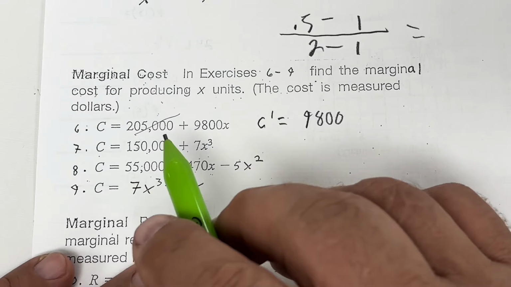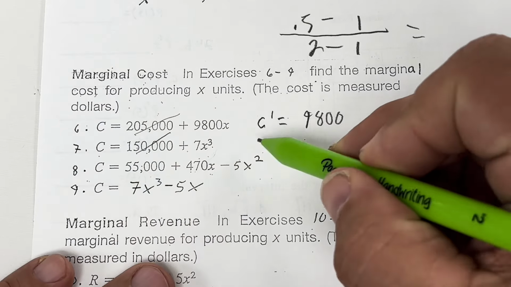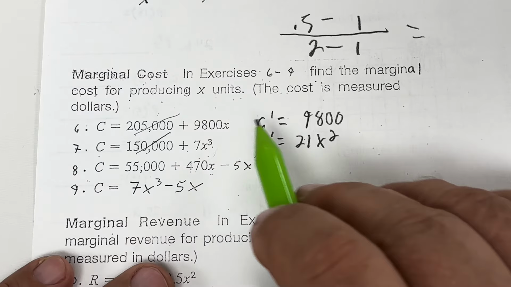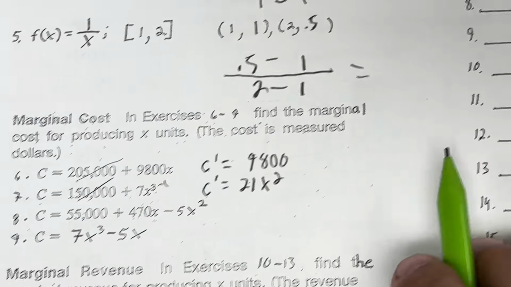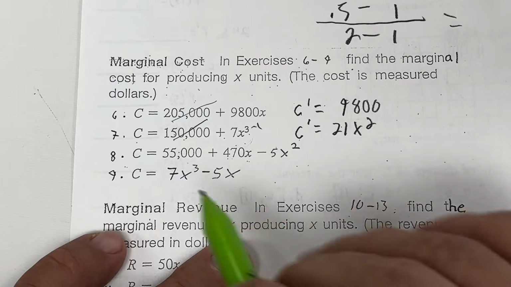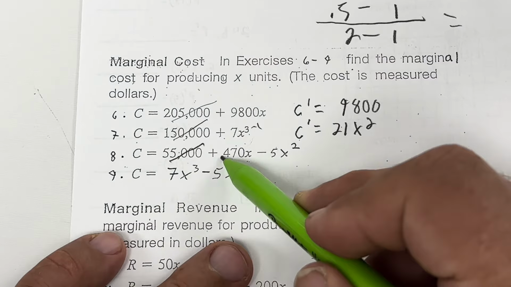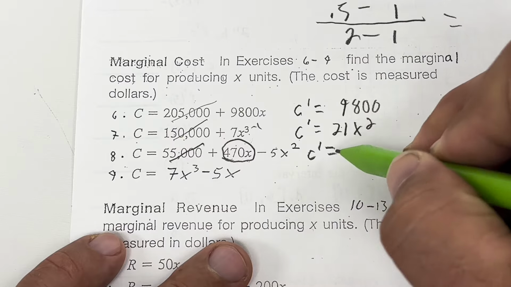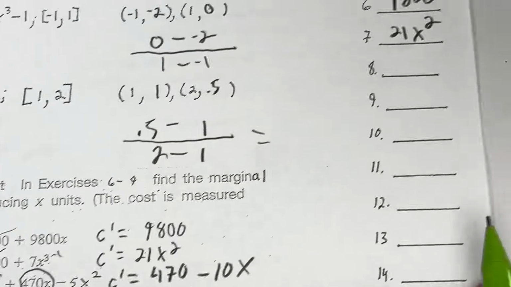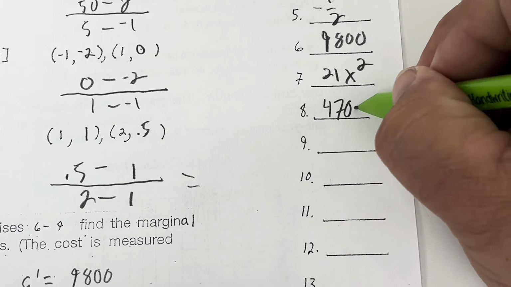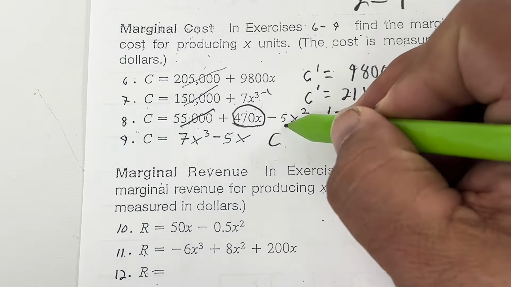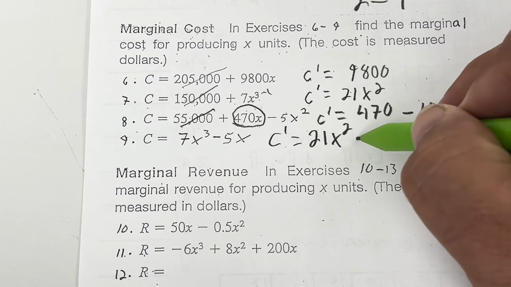Take the derivative of 150,000. That goes away. Then we're going to use the power rule. The derivative is going to be 21x squared. 3 times 7 is 21. 3 minus 1 is 2. So 21x squared. Power rule, the derivative of that is 0. The derivative of 470x is just going to be 470. The derivative of negative 5x squared is going to be negative 10x. So 470 minus 10x. Power rule, so C prime equals 21x squared minus 5.